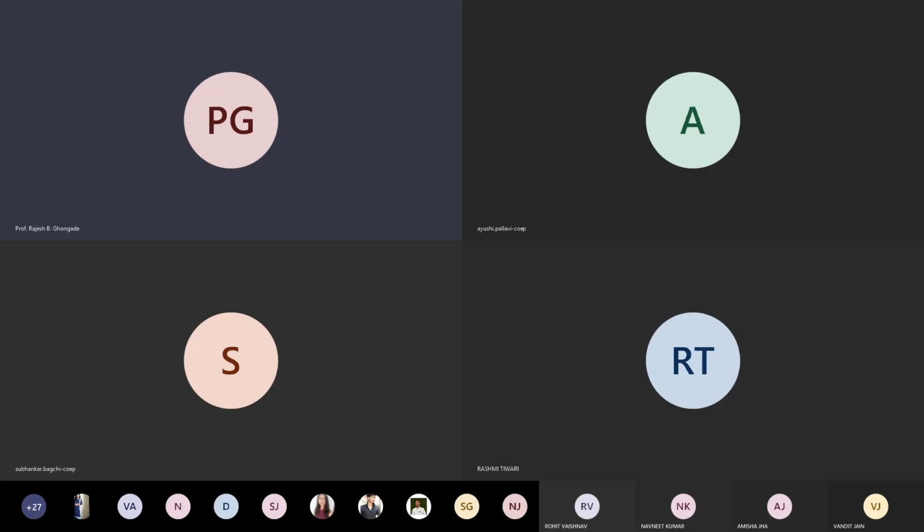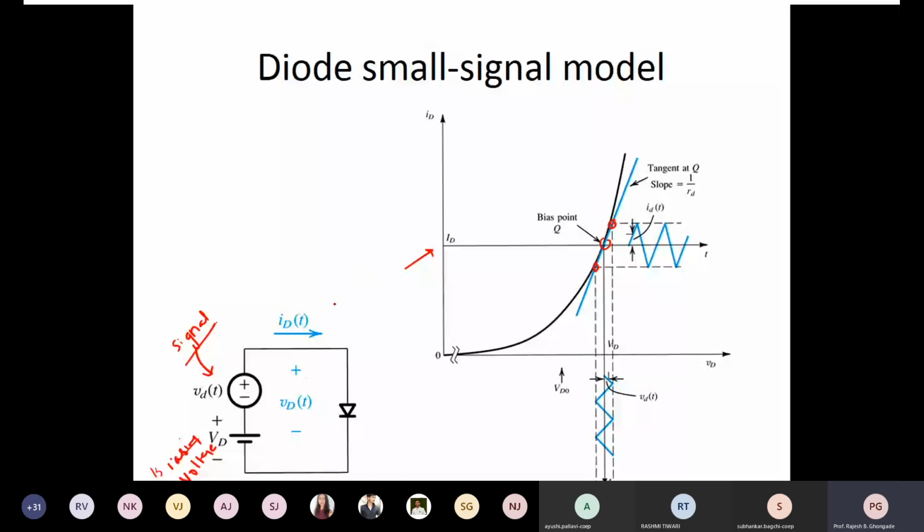Okay, so we say that this is the biasing. Now, most of the time this biasing depends on the application of the diode. And we are interested in finding out how the diode really behaves. So we come to what is called diode circuit analysis.